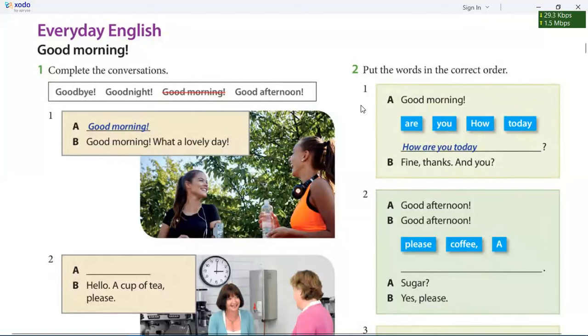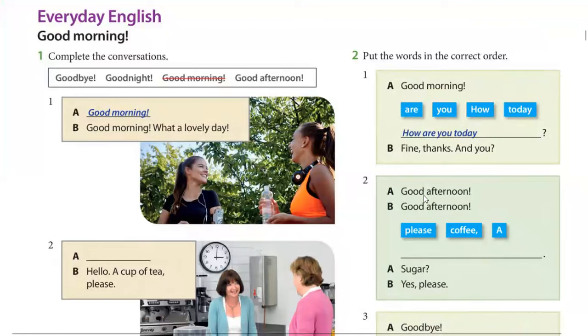Who wants? Khatija Amir. Hey, good morning. How are you today? Fine, thanks. And you? Next. Good afternoon. Here's coffee. You need to make a sentence using these three words. What is the sentence? Please give me a coffee. No, don't add anything. Just use these three words. A coffee, please. Next. Sugar. Yes, please.